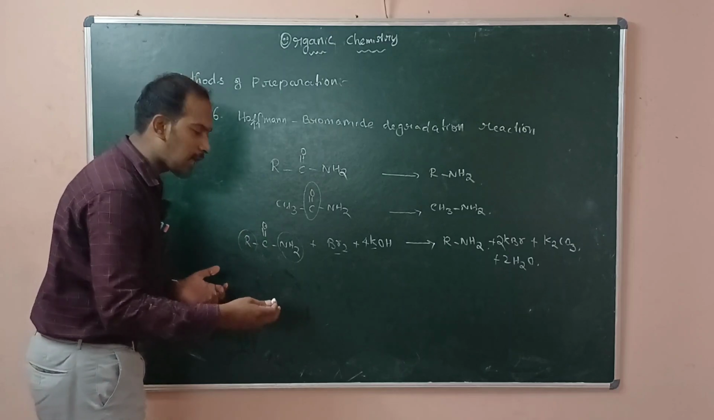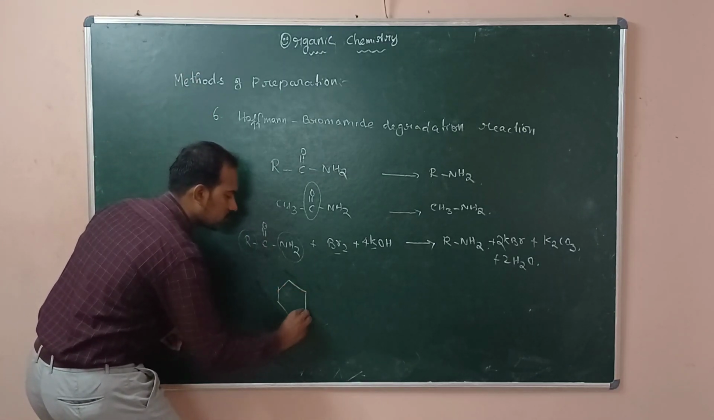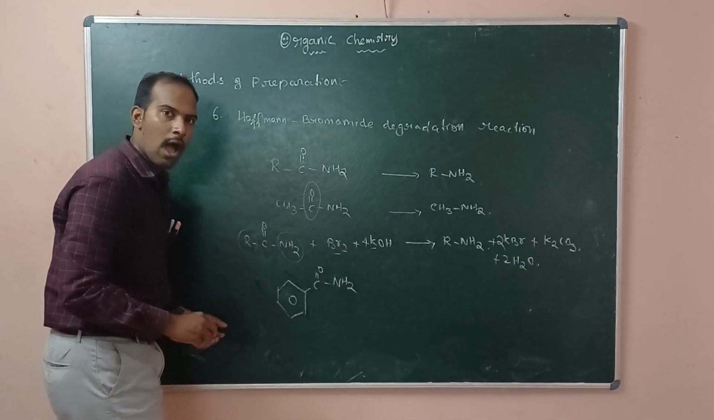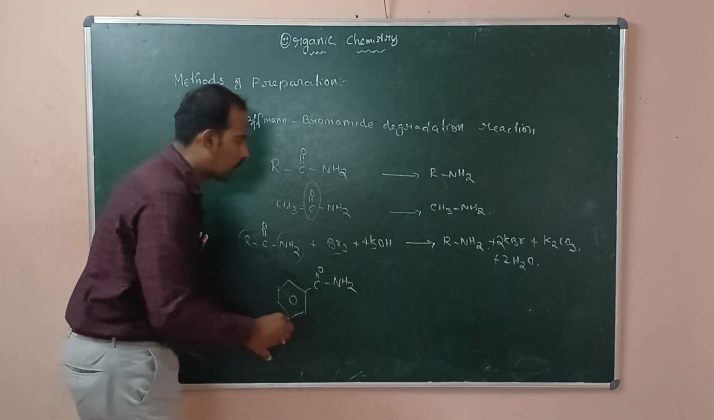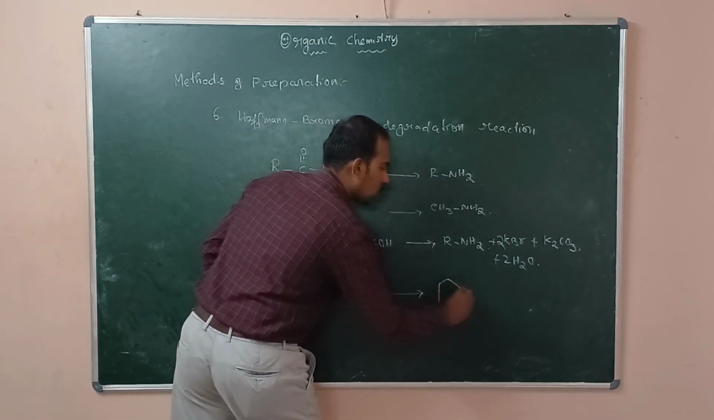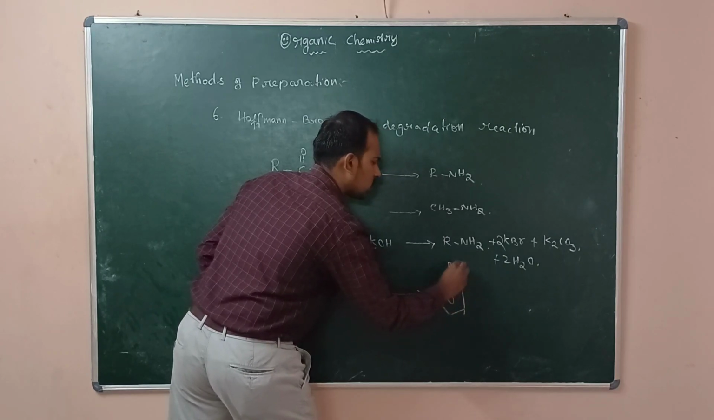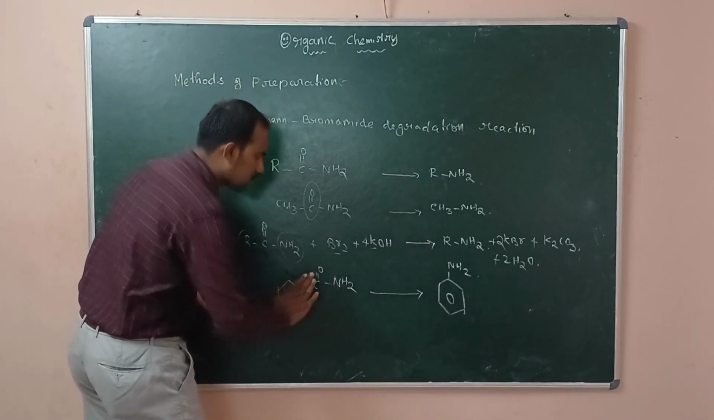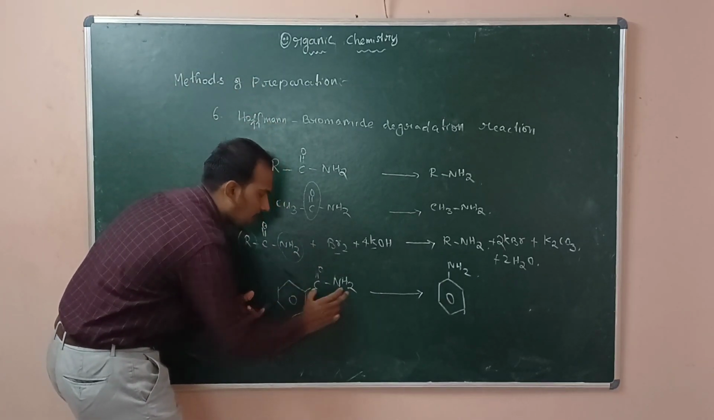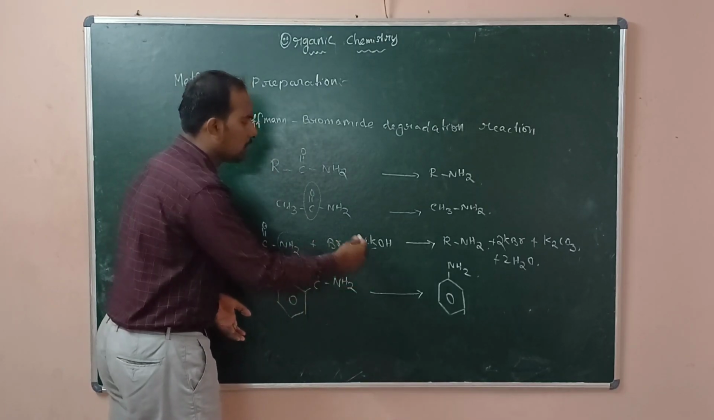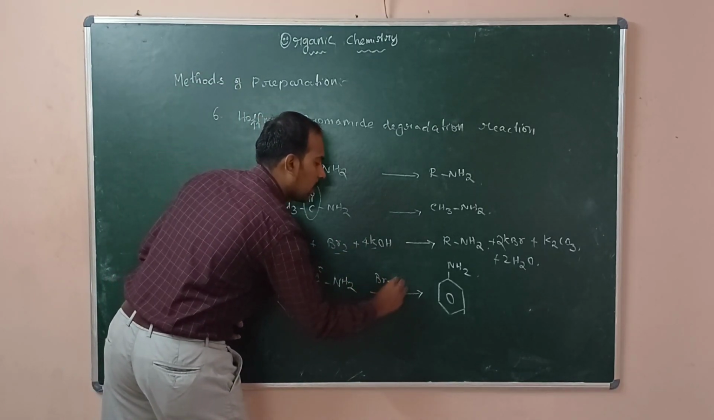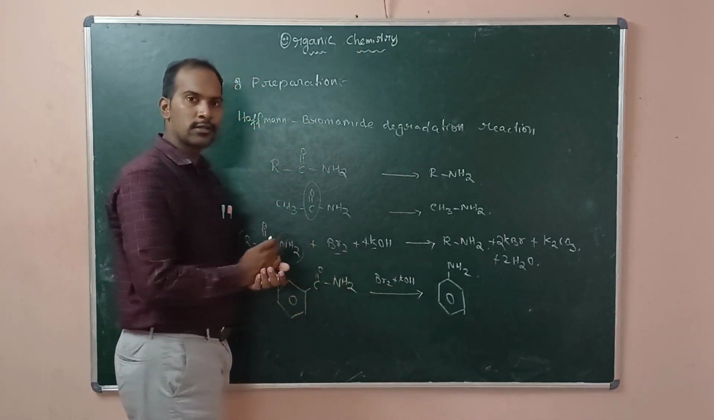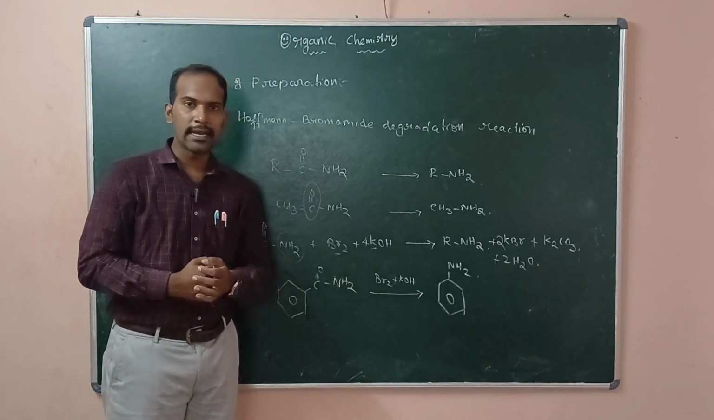Let us see one more reaction. Benzene C double bond O NH2. Now the question is, how will we convert benzamide to aniline? The process is very simple. As I just told, you just hide this C double bond O and write the rest. The procedure is to add bromine plus KOH, or you can use bromine plus NaOH. This is called the Hoffmann bromamide degradation reaction.